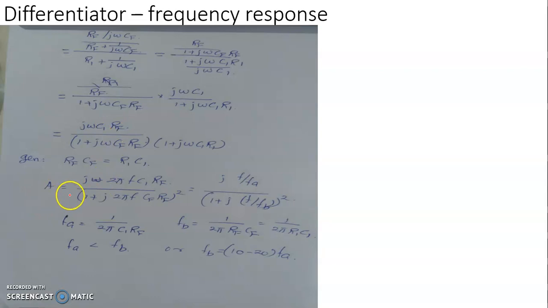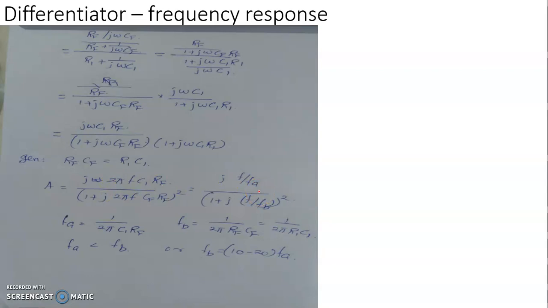Then A is equal to j omega replaced as 2 pi f, where f is the frequency of the input signal. C1 RF divided by, in the denominator, you will have 1 plus j omega CF RF, and C1 R1 are equal, so I replace it by CF RF. Then this becomes CF RF whole square, and omega is replaced by 2 pi f. That's equal to j into, we substitute FA. FA is a notation only.